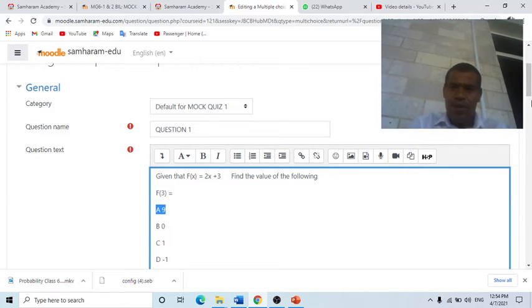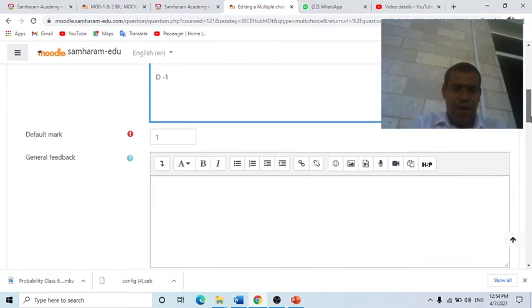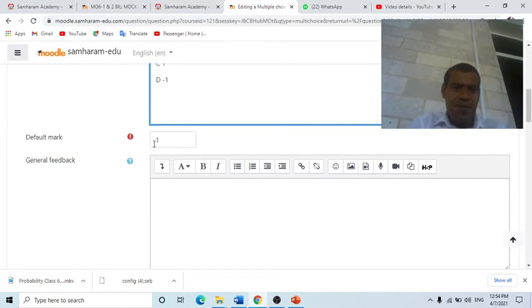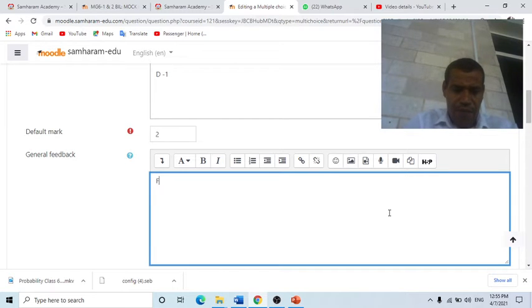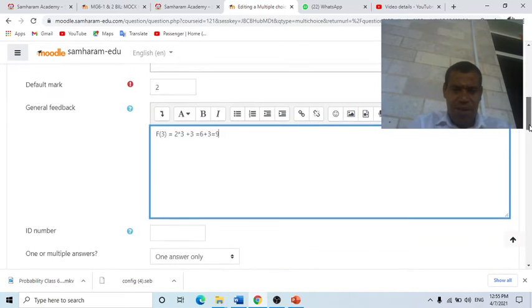Okay, I will come here. Then I will make, for example, 2 marks for this question. There is no need for general feedback, or you can write something here. F of 3 is equal to 2 times 3 plus 3, equal 6 plus 3 gives 9. Clear? This is the feedback that you can write, or no need to write it.